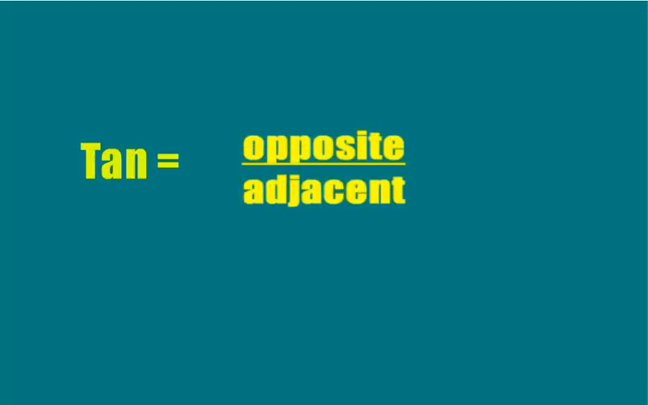You determine the tangent of an angle by dividing the side opposite the angle by the side adjacent to the angle, thus giving you the TOA. So this gives us SOHCAHTOA. Sine is opposite over hypotenuse, cosine is adjacent over hypotenuse, and the tangent is opposite over adjacent. SOHCAHTOA.